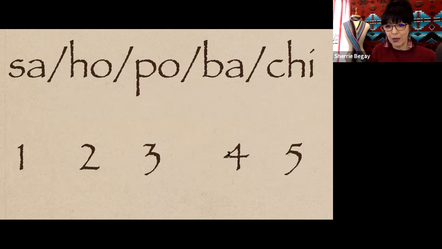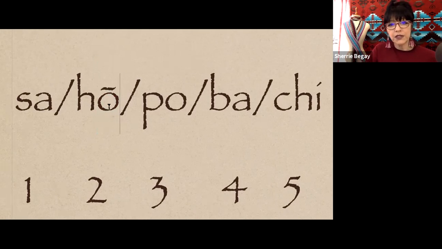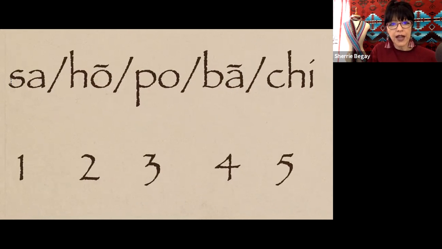This is not really typical to see this many light syllables in a row, but I wanted to give you this good example so you could see. So now we know that the even numbered ones must be lengthened in the sequence. So we're going to change this ho. All right, so we're going to lengthen this one. So that line over the top shows you that that's lengthened. And then we're going to lengthen this one. So that line shows that it's lengthened. So now when we pronounce it, it's not sahopobachi, it's sahopobachi.